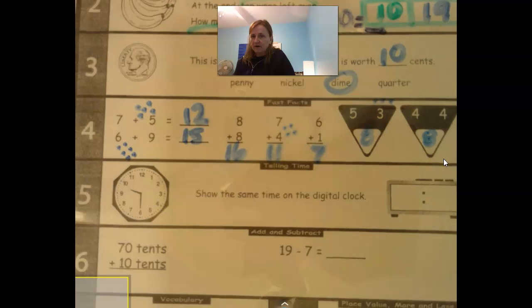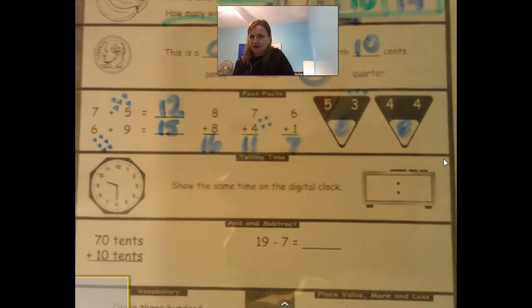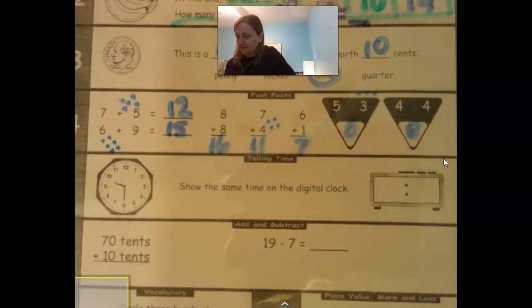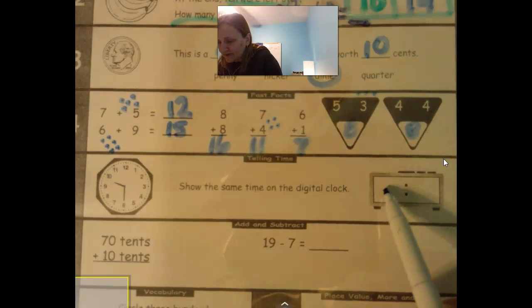All right, you are now officially learning time. And you watched a video yesterday with Mrs. Weber talking about time and clocks. So this says show the same time on the digital clock. Well, when you write time on a digital clock, the hour always goes right here.